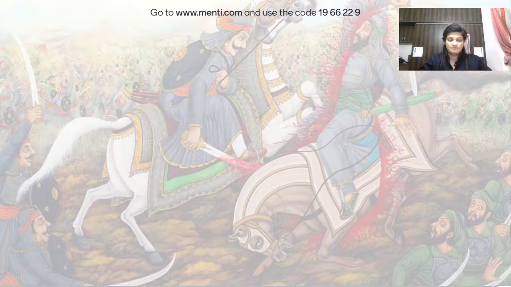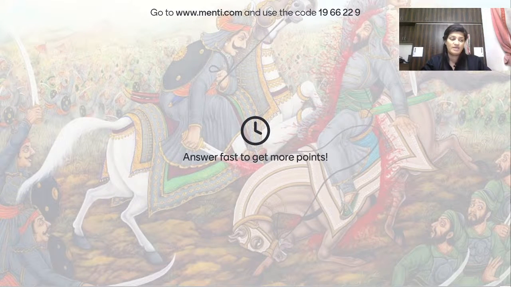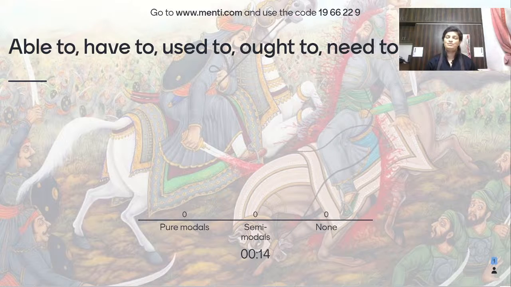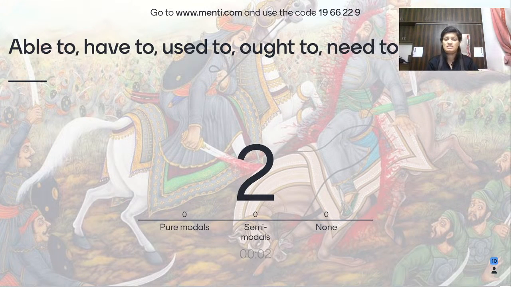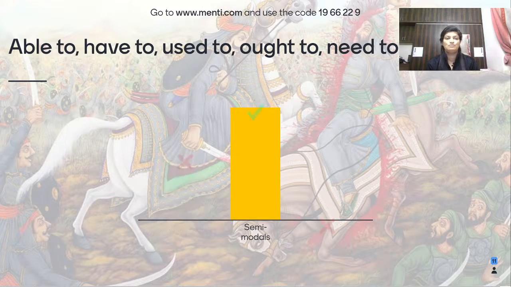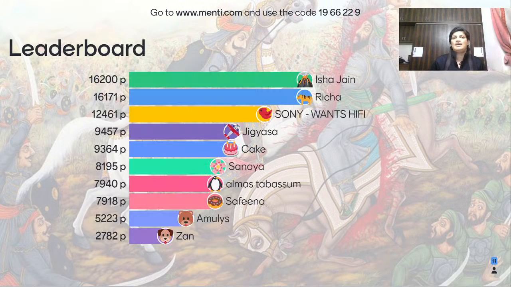All right, next question. Question number 24. Last question, by the way. After this, we are done. Able to, have to, used to, ought to, need to are called as what? Pure modals, semi-modals, or none? What are they called? Pure modals, semi-modals, or nothing? Able to, have to, used to, need to are called as semi-modals. Can, could, may, must. These are the ones which are called as pure modals.